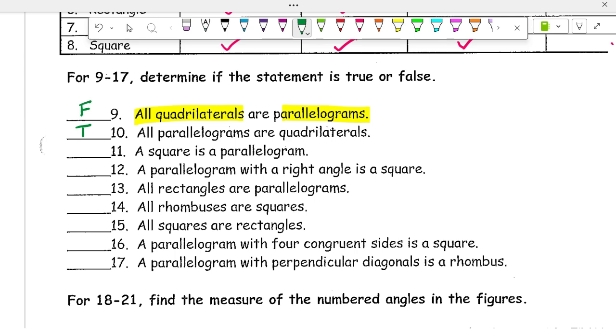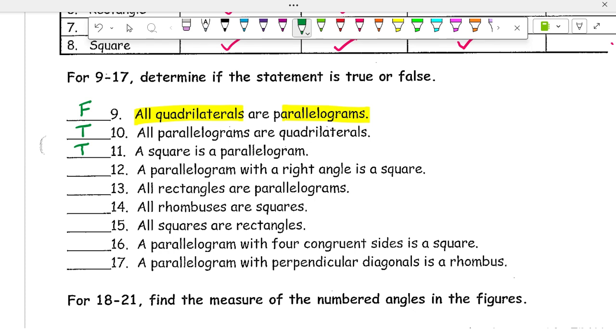All right, number 11. A square is a parallelogram. Think about it. Raise. Yes, a square is a parallelogram always. So guys, these true or false, I'm talking about always true. Like this will always be true. But if you can think of one condition where it's not true, it's false. All right.